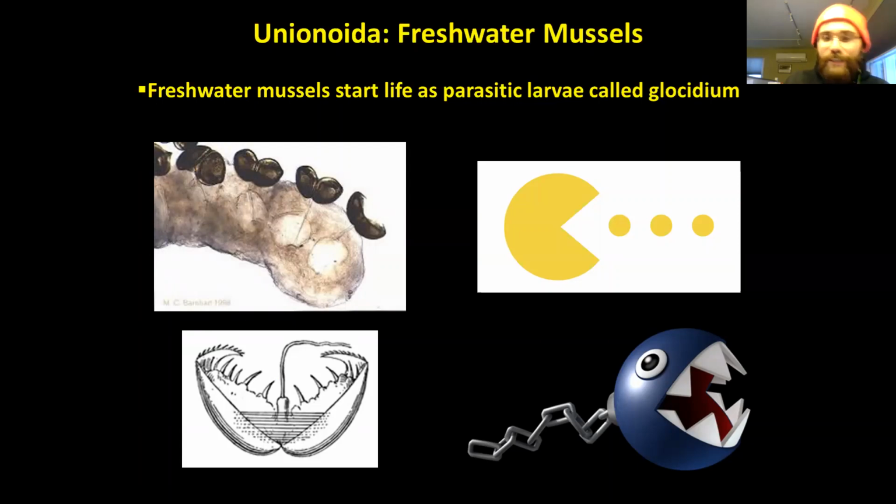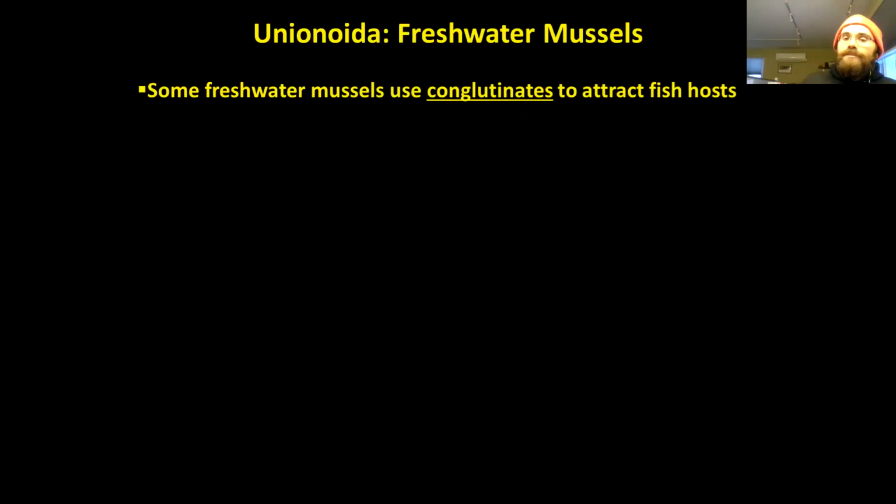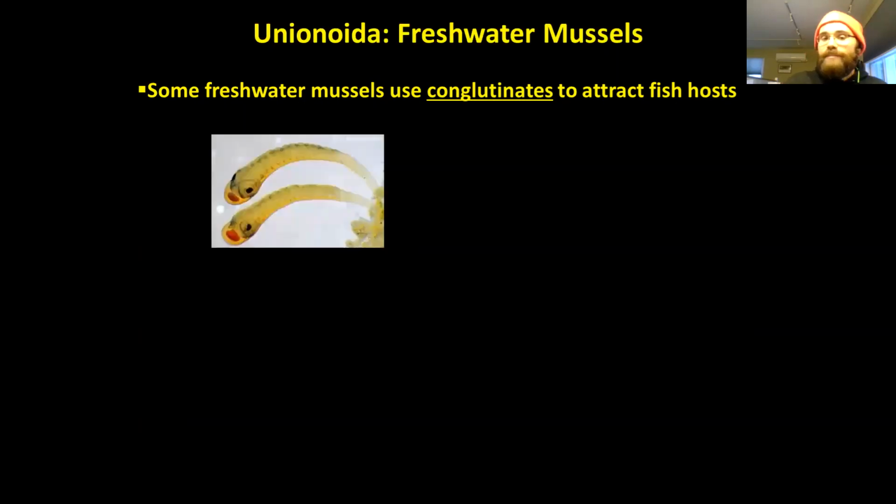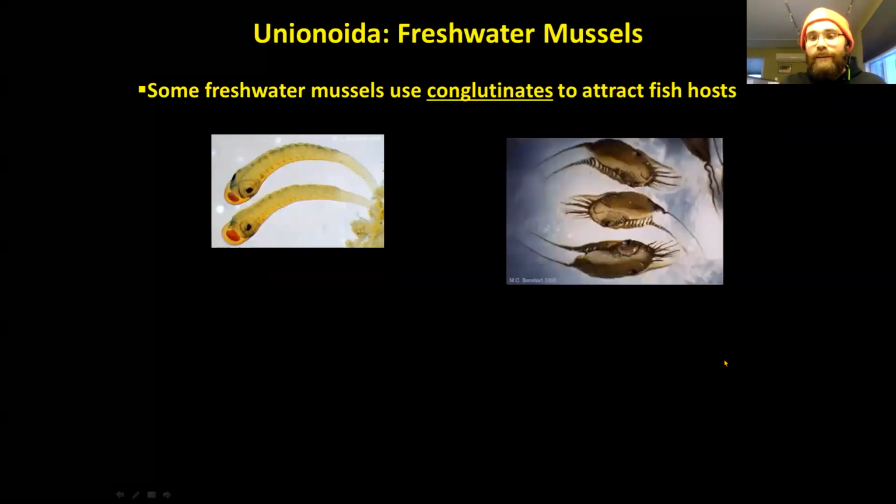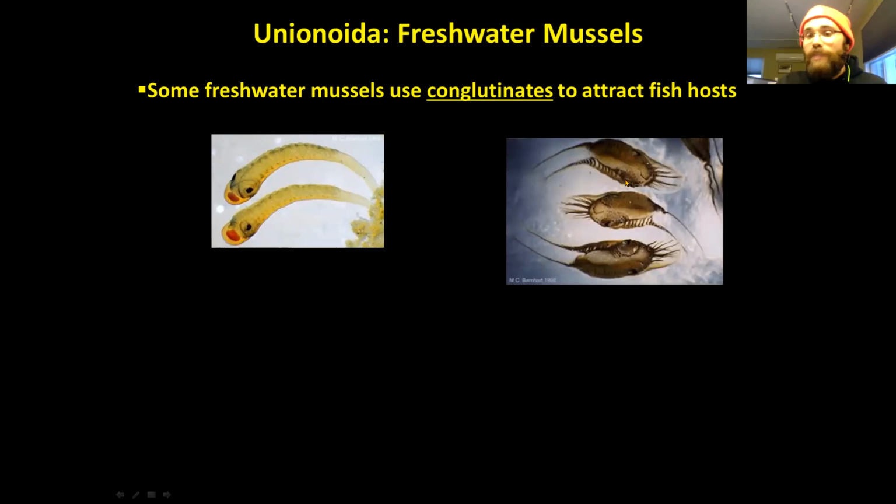Now, how can we get these guys onto a fish host? Remember, it's a freshwater mussel. It's a living rock, right? How are you going to attract a fish to get your babies on it? Some freshwater mussels use what are called conglutinates to attract fish hosts. They'll create these little egg sacs filled with glochidia that look like other critters. For example, we have something that looks like a small fish or a little macroinvertebrate. There's another one with little tails that looks like some of the insects we saw before.